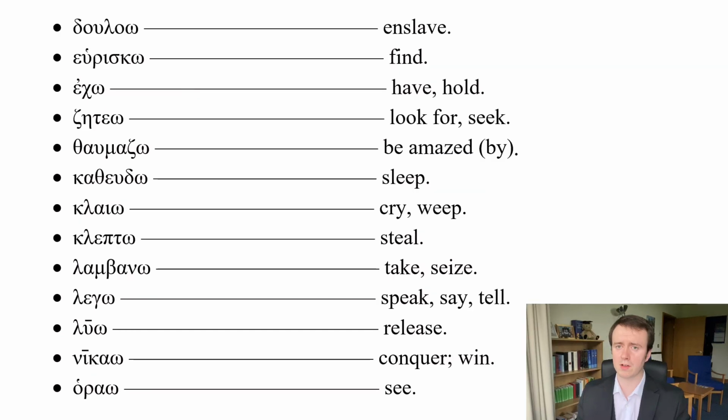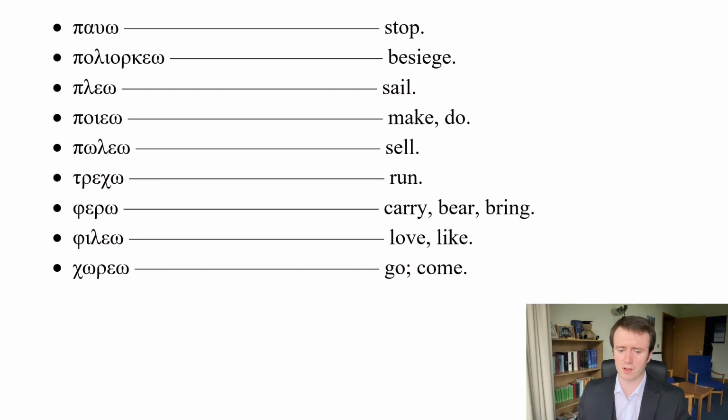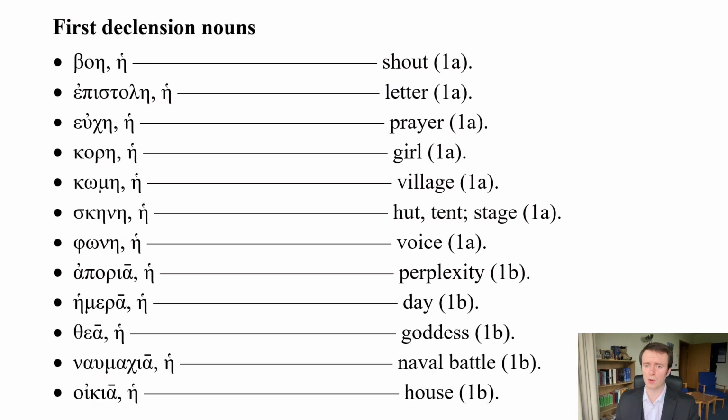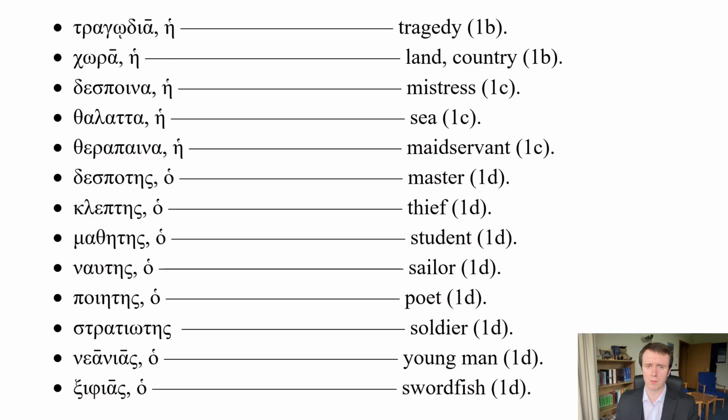And here is the second slide of the verbs. And here is the third slide of the verbs. Let's now go on to first declension nouns. Here is the first slide of first declension nouns. And here is the second one.